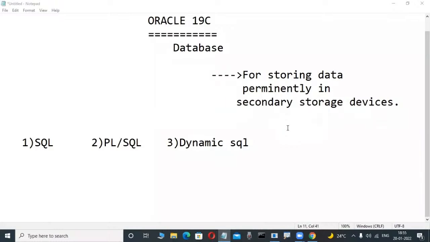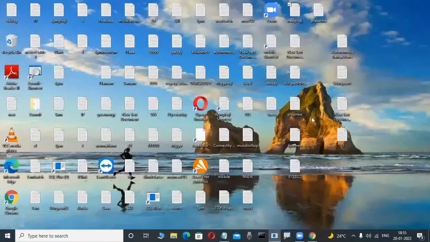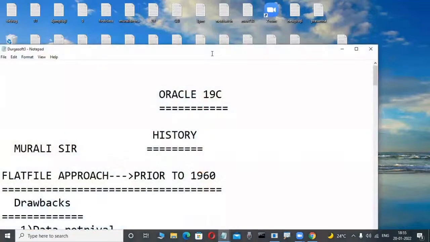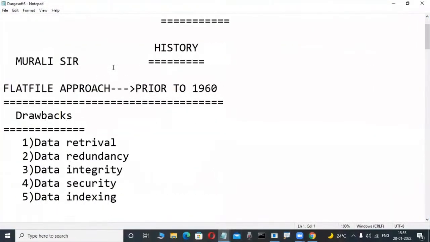In this course, we are covering SQL, PL/SQL, and dynamic SQL along with this. One of these days, we also tell the history. Not Murali Sir's history, but the history of databases.